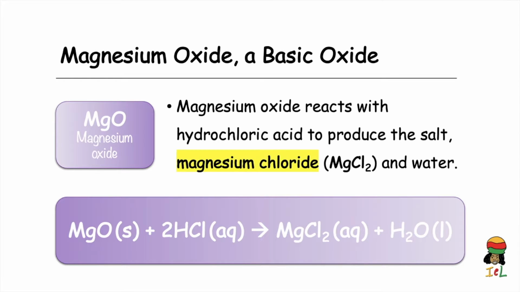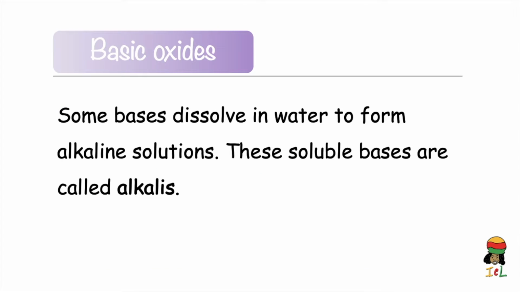Next we have magnesium oxide. Magnesium oxide is a white powder. When it reacts with hydrochloric acid, the products formed are the salt magnesium chloride, MgCl2, and water. Some basic oxides dissolve in water to form alkaline solutions, and these alkaline solutions are called alkalis. Most soluble bases or alkalis are the oxides of group 1 metals such as sodium oxide and potassium oxide.